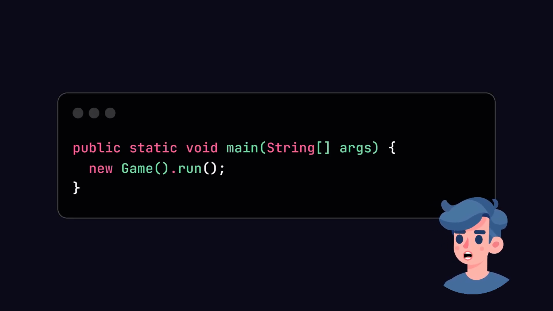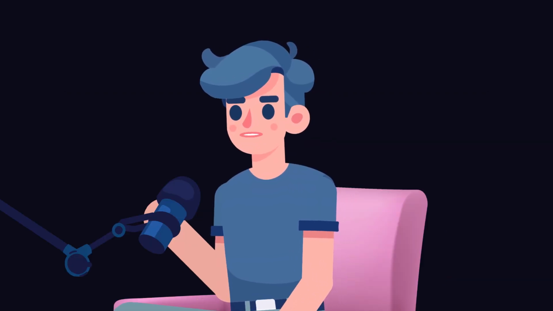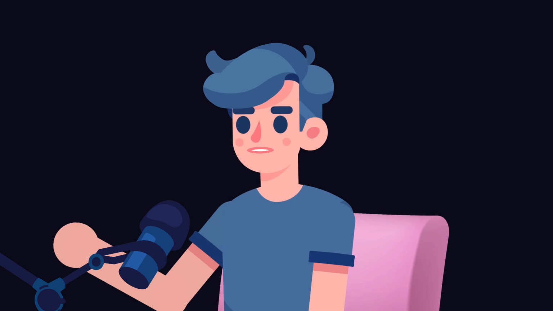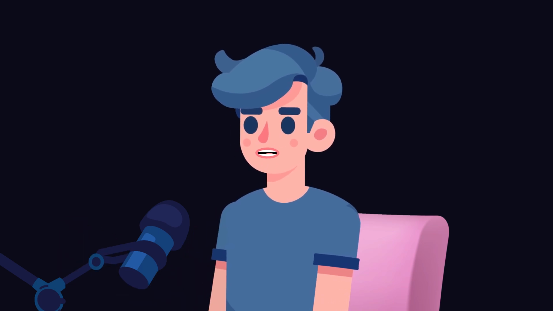Now, let's add a main method to run our game. This will kick off everything we've set up so far. We'll create an instance of the Game class and call the run method. After implementing these pieces of code, run your application. If you followed along correctly, you should see a new window pop up with a black background. Congratulations! You've set up your very first LWJGL application.